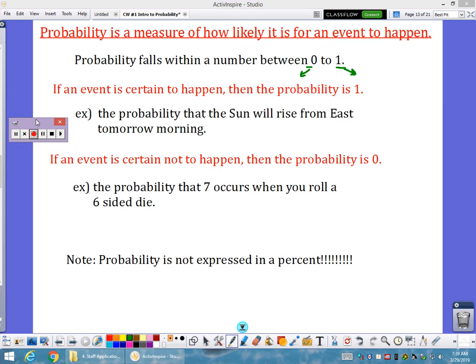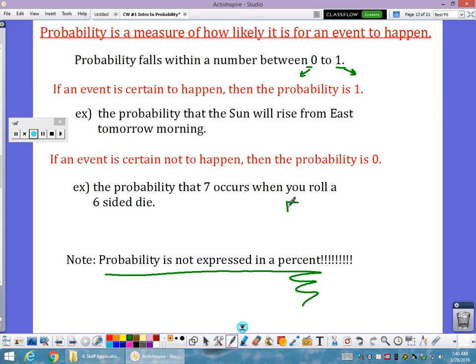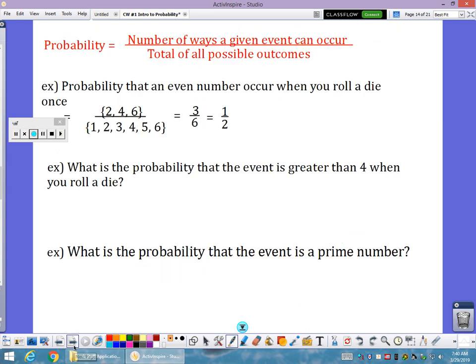If an event is certain not to happen, then the probability is 0. Probability that a 7 will occur when you roll a 6-sided die. Well, there's only 6 sides, so you're never going to get to 7. Probability is not expressed as a percent. So we are expressing them as fractions. So it's a fraction between 0 and 1, or as a decimal between 0 and 1. Decimal. Okay? All right. Cool.